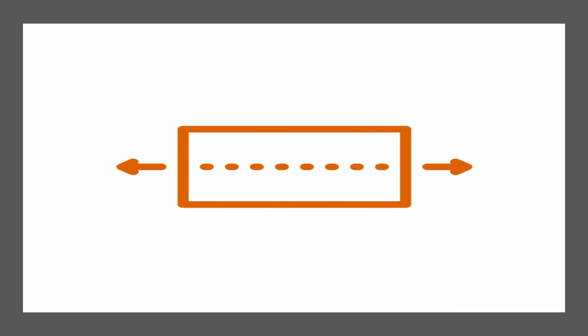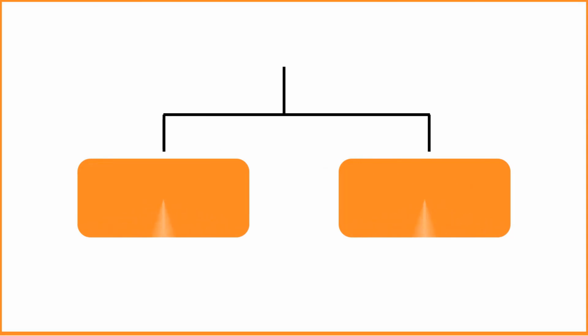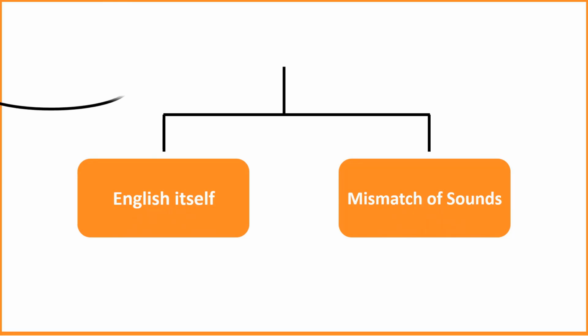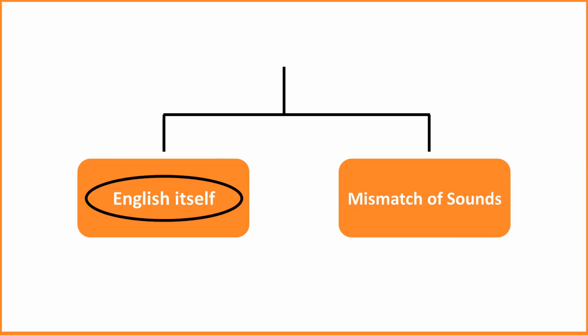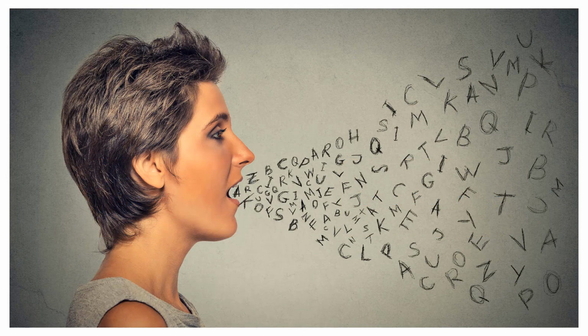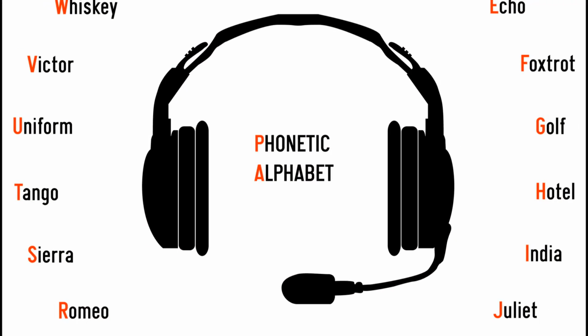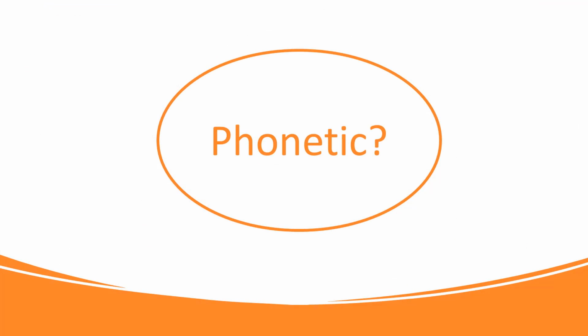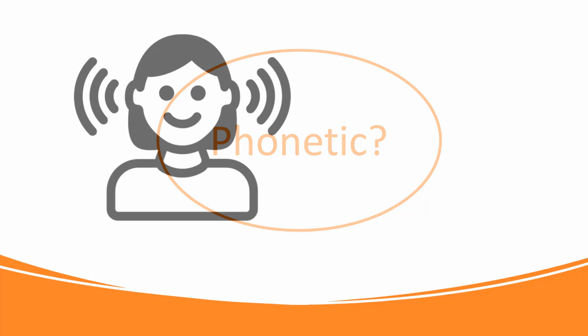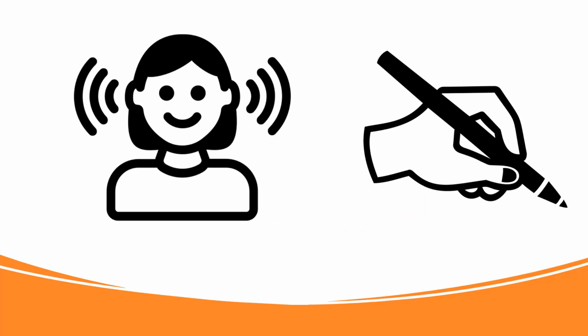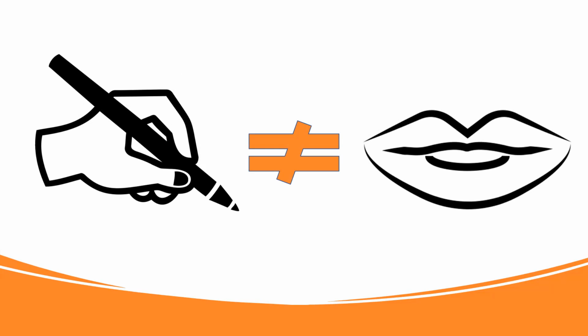Now, broadly speaking, the two major obstacles that affect your accent are the structural problem of English itself and the mismatch of English sounds with your native language. So let me talk about the structural problems of English first. English pronunciation can be hard for non-native speakers because English is not a phonetic language. What does phonetic mean? A phonetic language sounds the same as it's written. But in English, the spelling and pronunciation often don't match.